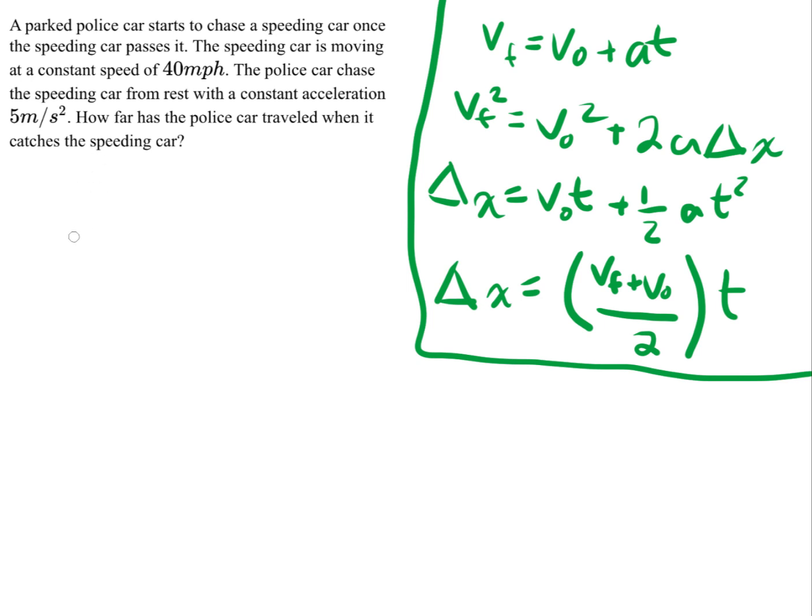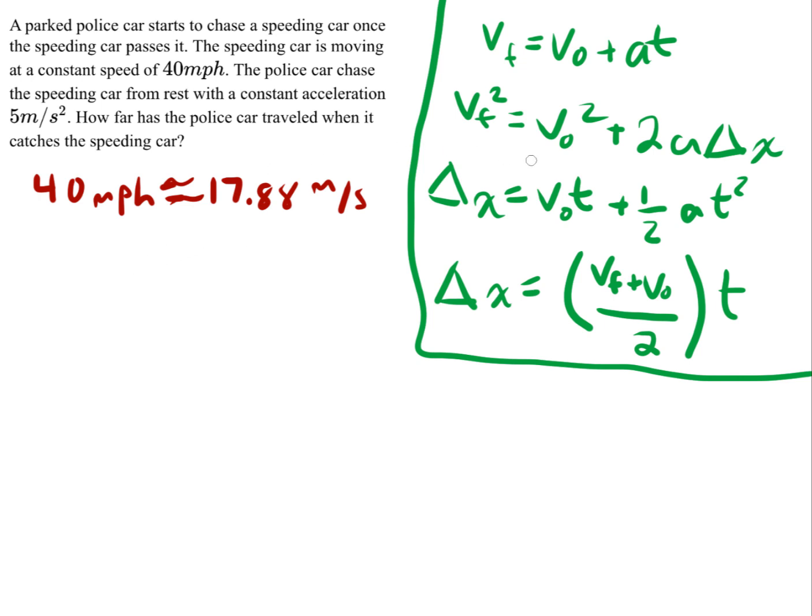So, first, let's convert 40 miles per hour into the SI unit of meters per second. So now, if you run through all the conversions, you should get that it is about 17.88 meters per second. So that's the speed of the car when it passes the police car, and it's given in meters per second now.